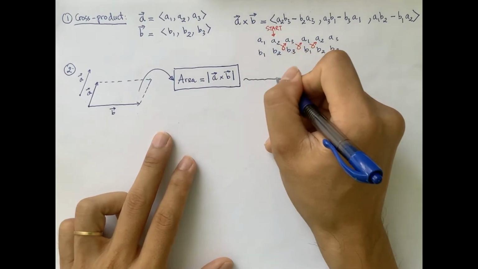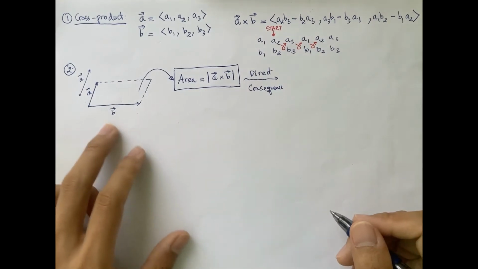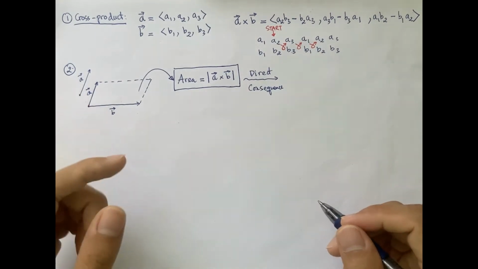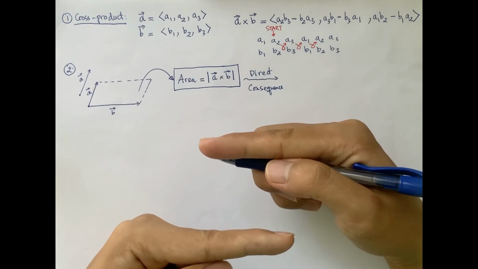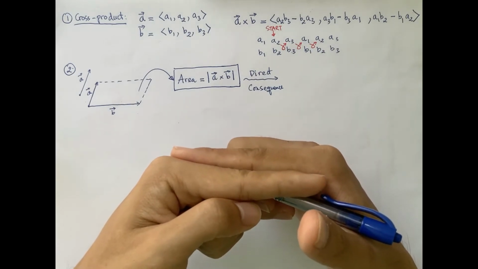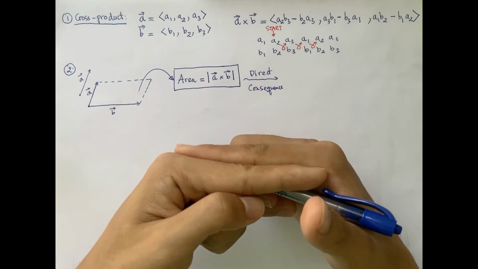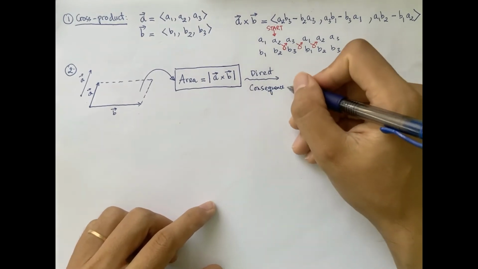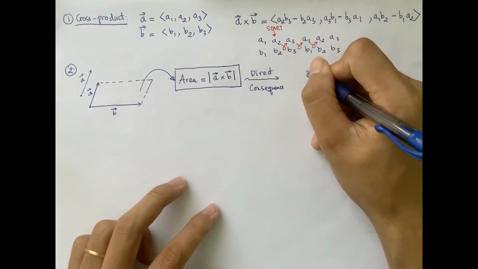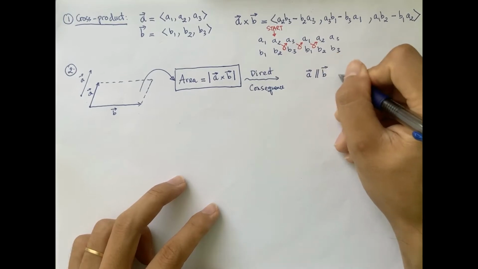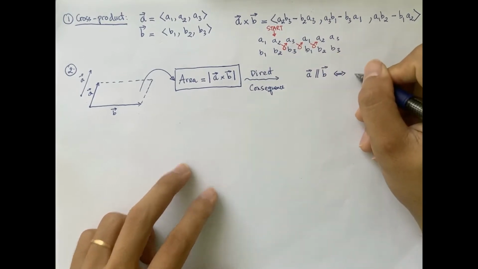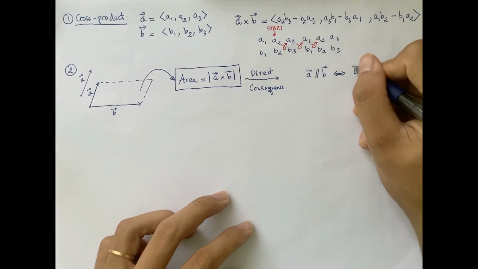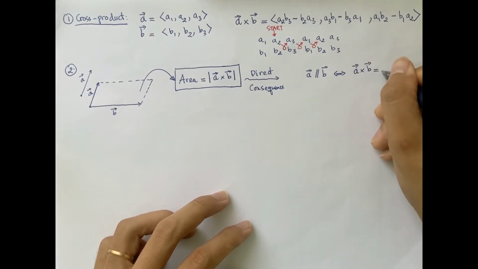Now, a direct consequence of this formula is that if you have two vectors A and B being parallel to each other, that means when you move them to form the parallelogram, what you actually have is a completely flat parallelogram, and so the area of that parallelogram is going to be 0 and vice versa. So vector A and vector B are parallel if and only if the area is 0. In other words, the cross product is 0.